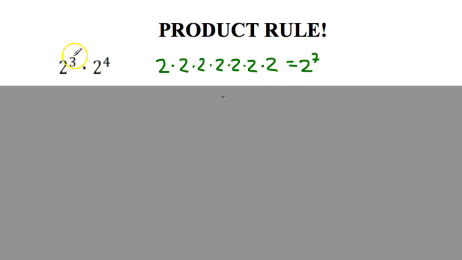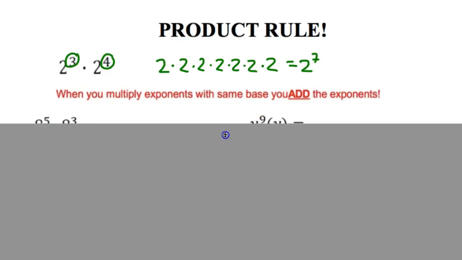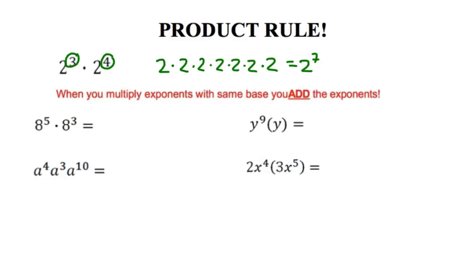The shortcut, right, if you look at it, I don't have to do all this expanding. I can just look at this 3 and the 4 and add them together. 3 plus 4 is 7. So that's the product rule. If you're multiplying exponents that have the same base, you can just add the exponents and keep the same base. All right, you could pause the video, copy that down, and let's do some examples now.